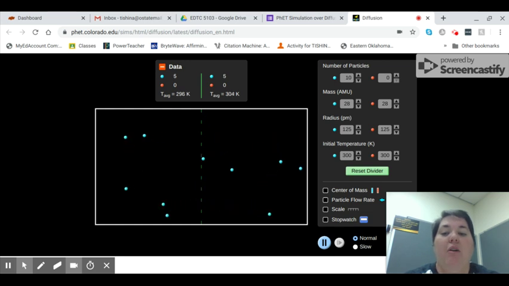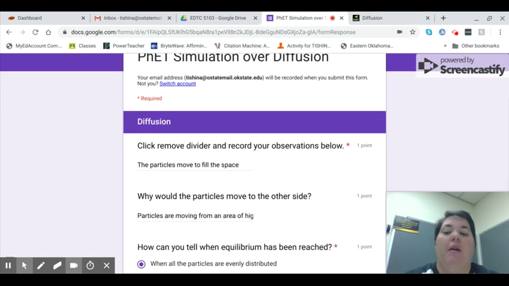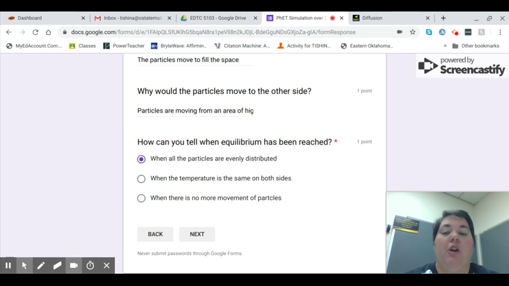Once you have 5 on both sides, you can see that they have reached an equilibrium and that the average temperature is about the same on both sides. So that's what I want them to record in here. Particles move to fill the space. They're moving from an area of higher concentration to an area of lower concentration. And then the final question really helps them cement the idea that when the particles are evenly distributed, that's when an equilibrium has been reached. And that will guide them in their further sections. So once they answer those questions, they move on to the next section.